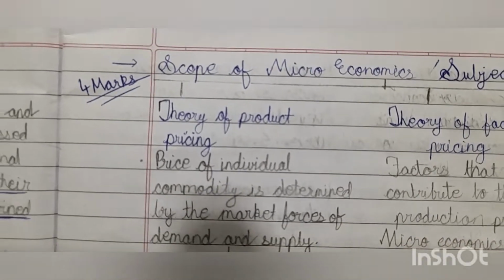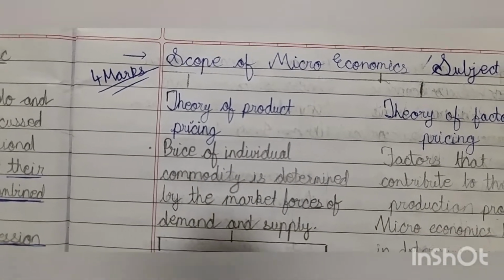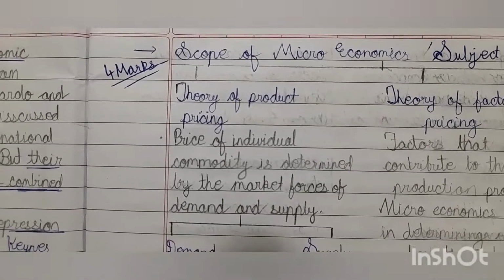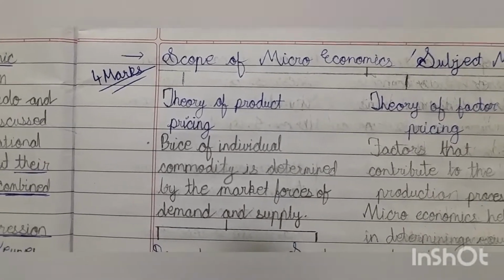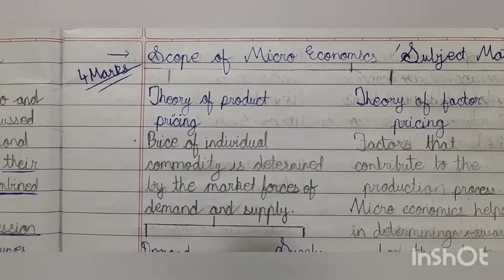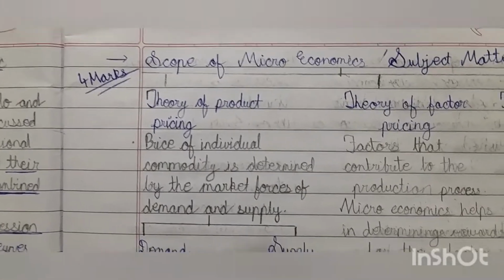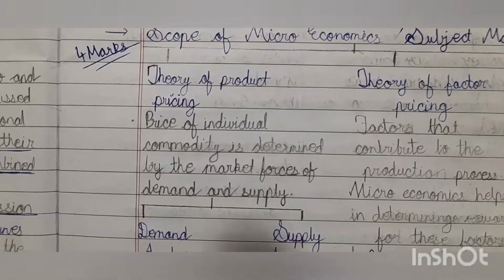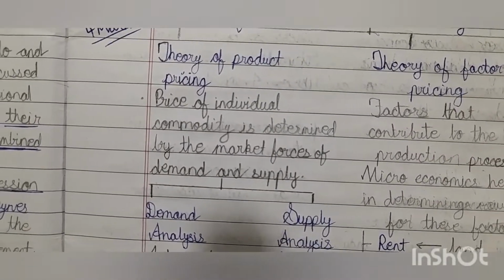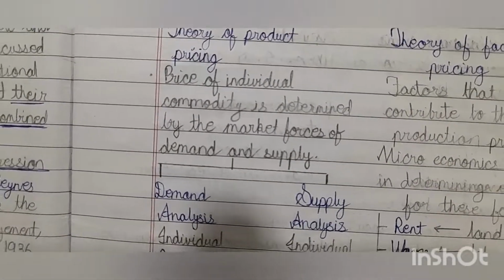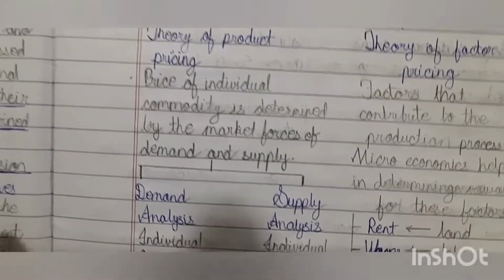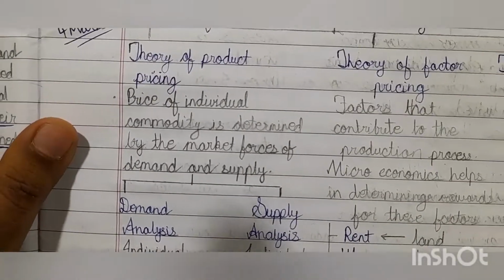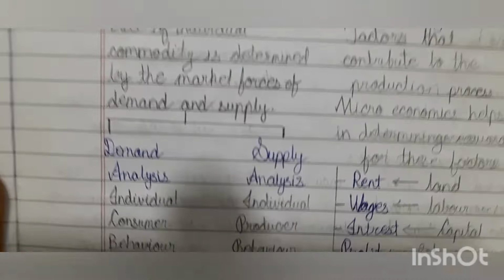So, price of any commodity is determined by the supply and demand in the market. Let's say for example, if there is a commodity X and its demand is 10 pieces, but its supply is 20 pieces. So, the price of that commodity will fall since demand is less but supply is more. So, that's what theory of product pricing is all about.